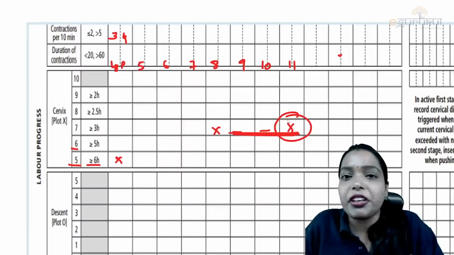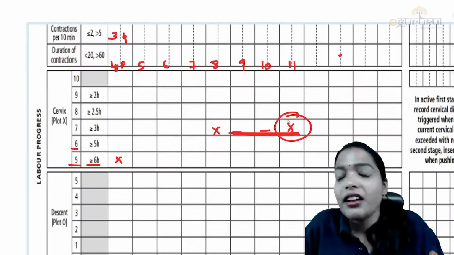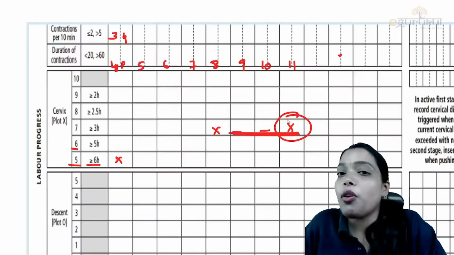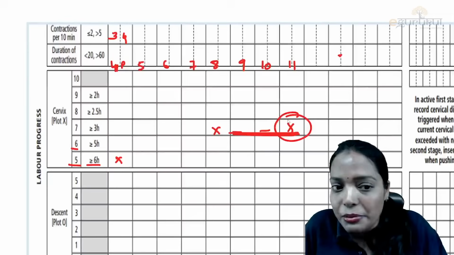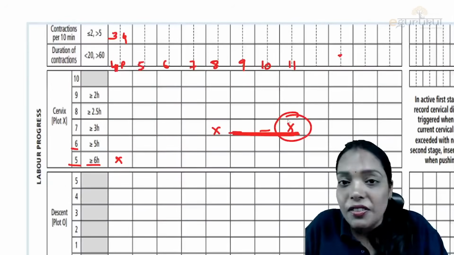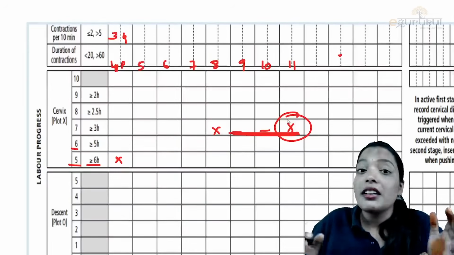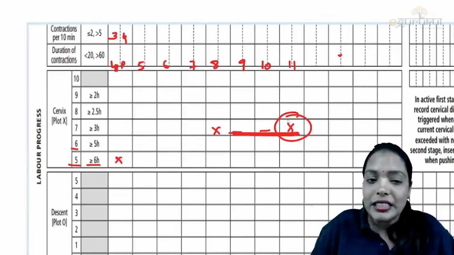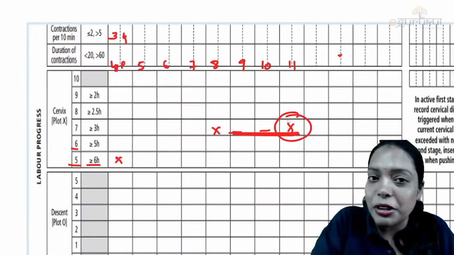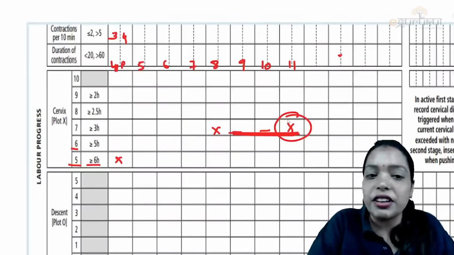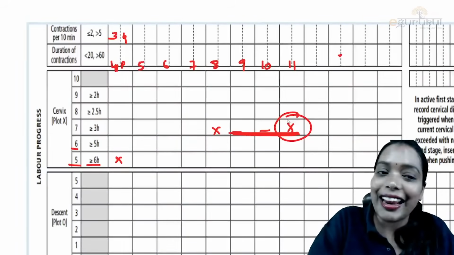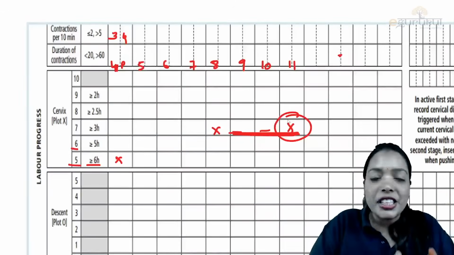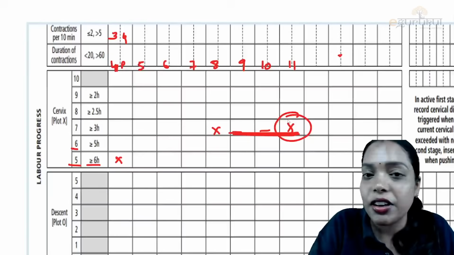So now 1 centimeter per hour minimum dilatation is not a criterion. Even if they have less than 1 centimeter per hour dilatation, that is fine. So when are we going to call it an alert? When she remains at 5 centimeters for more than or equal to 6 hours. At 6 centimeters for more than or equal to 5 hours. At 7 centimeters for more than or equal to 3 hours. At 8 centimeters for more than or equal to 2.5 hours. At 9 centimeters for more than or equal to 2 hours.